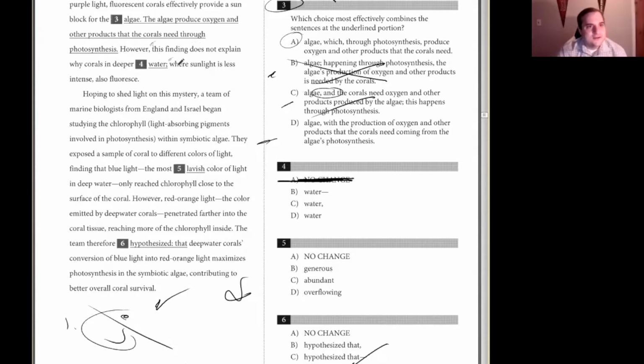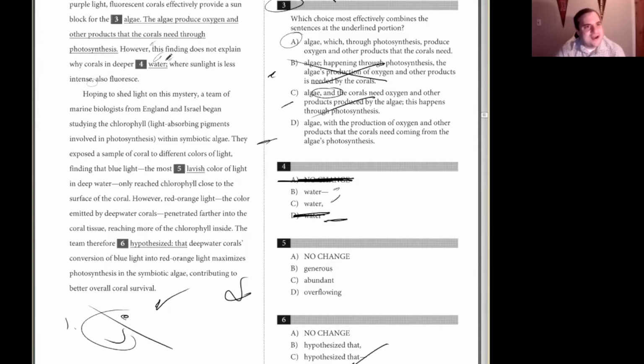Now to the right, where sunlight is less intense, also fluorescence. So we have 0 independent clauses right now, right? So now let's see how we fix this. All right, so we have this comma here, right? What we're trying to say here is this finding does not explain why corals in deeper water also fluoresce, right? That is our full thought, and this is a little interrupting clause. So we need to get fluoresce in the same clause as the word water. Well, if we just remove the punctuation mark there, that doesn't do that. So D is gone.